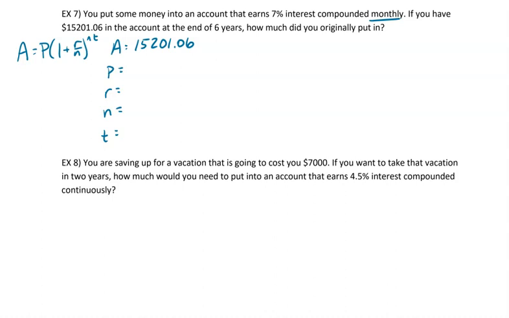For P, that's how much we originally put in, which is what we're trying to find. So I'm going to put a question mark. R is the percentage, but remember, as a decimal, so 0.07. N is going to be the number of times it compounds per year. It says monthly, so that's going to be 12. And lastly, T says 6 years, so T is going to be 6.